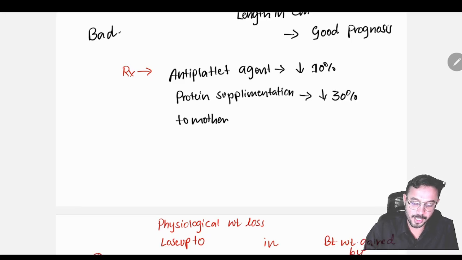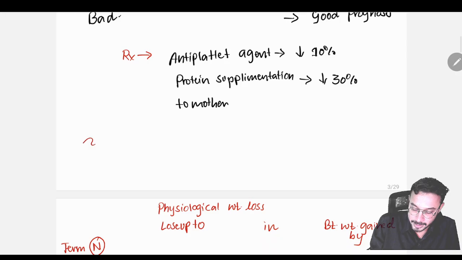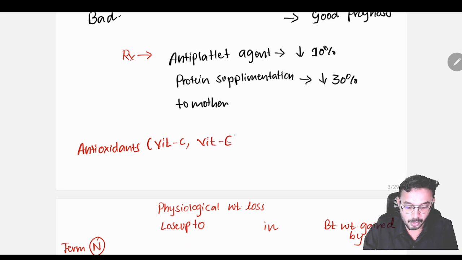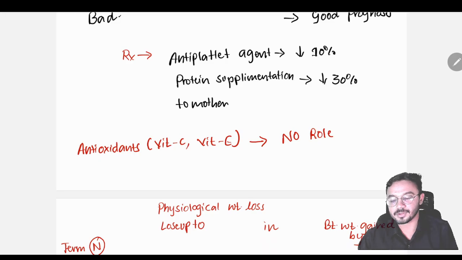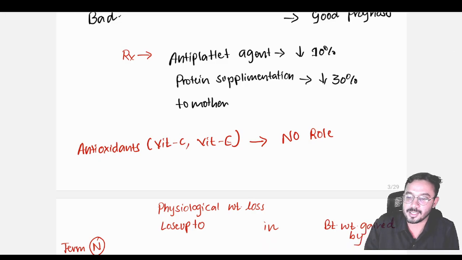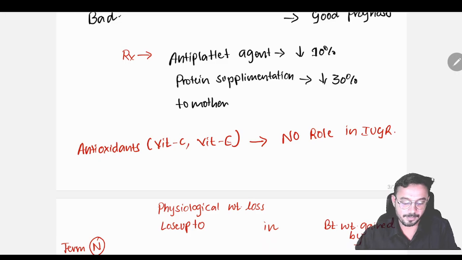And what about vitamin C? Antioxidants such as vitamin C and vitamin E, is there any role? No, there is no role in IUGR. This has been asked. If they ask whether there is any role of vitamin C or vitamin E in IUGR, definitely there is no role in IUGR. There is no point of giving vitamin C or vitamin E, okay. And this is about IUGR, very very important.